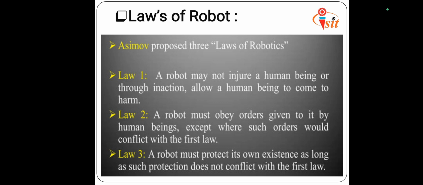Third law: a robot must protect its own existence as long as such protection does not conflict with the first law. This is the third law of robots. Robot must protect its existence unless and until it conflicts with the first law.